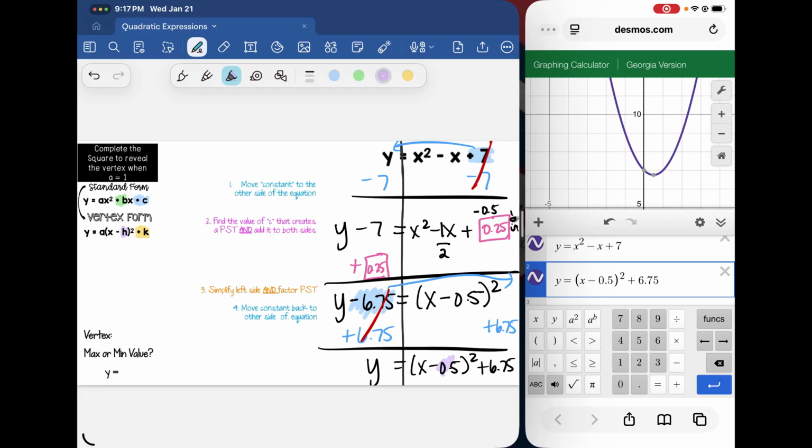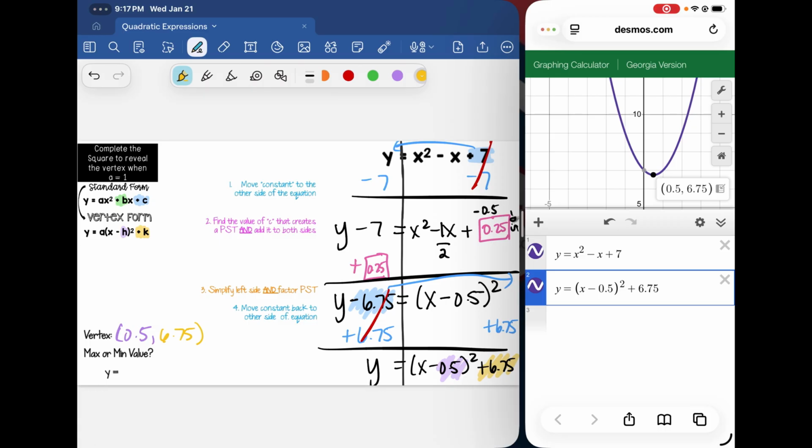We have my h and my k. But this h says x minus 0.5. So that means that my vertex, my h value, the opposite of negative 0.5 would be positive 0.5. And my k value would be 6.75. Exactly what it says. My minimum value, because it said its lowest point, would be y is equal to 6.75. And what would your axis of symmetry be? X is equal to 0.5.